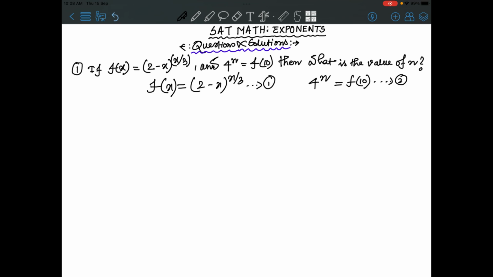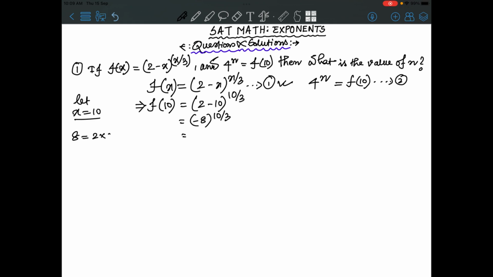To solve this problem, we are going to take x as 10, so x equals 10. Now we replace x with 10 in condition 1. So f of 10 is equal to (2 minus 10) times 2 to the power of 10 by 3. Now 2 minus 10 is minus 8. Now 8 can be written as 2 into 2 into 2, that is 2 cubed, after factorizing 8. So minus 2 cubed, times 2 to the power of 10 by 3.